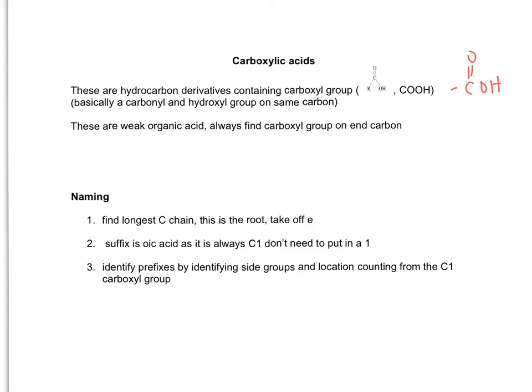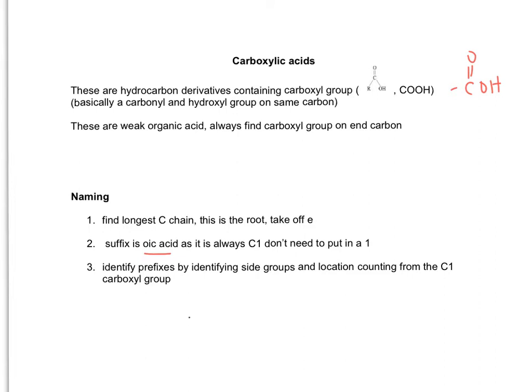So naming: find the longest carbon chain. This is the root, and you take off the E. So propane, take off the E, and you add oic acid, so propanoic acid. Identify the prefixes by identifying side groups and location from carbon 1.